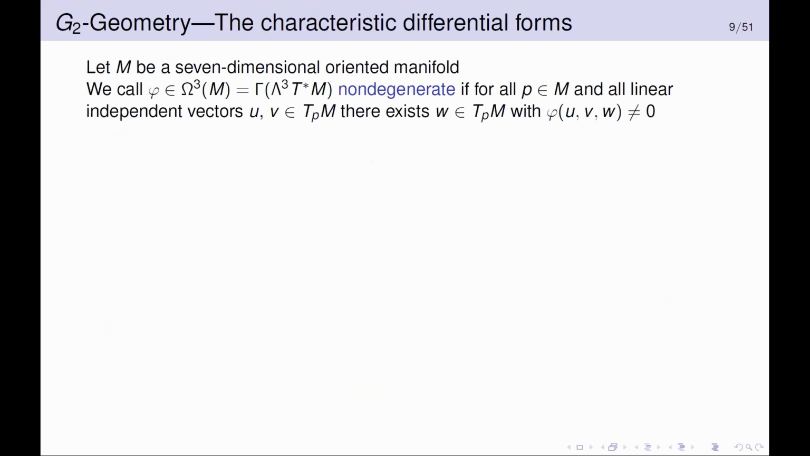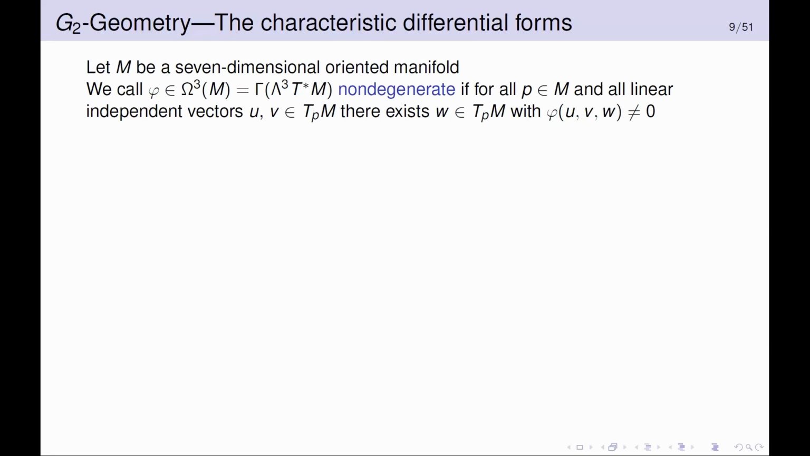So now, let's get concrete. If you have a 7-dimensional oriented manifold, then you can pick a differential form of degree 3 called phi, and we say that this form is non-degenerate if at every point P of the manifold and for every pair of linearly independent vectors U and V, you find a third vector W such that phi applied to the triple is non-zero.